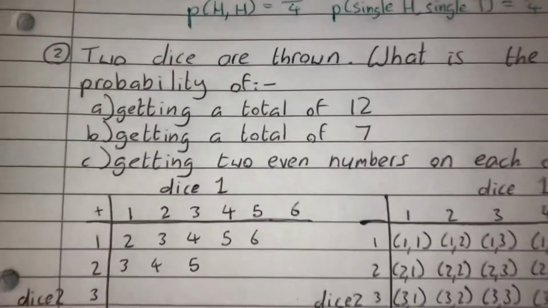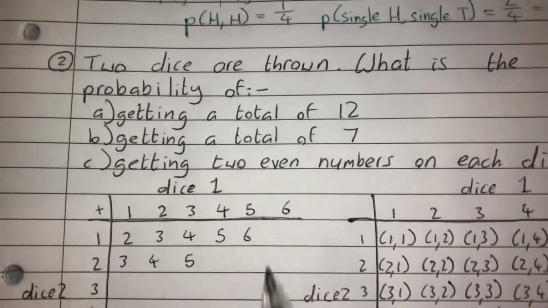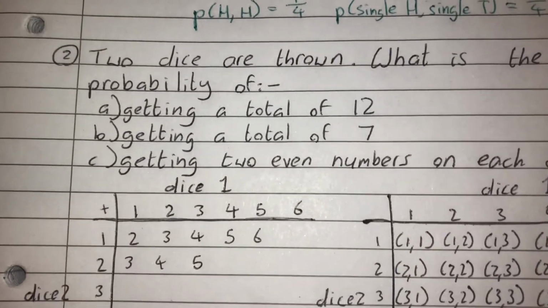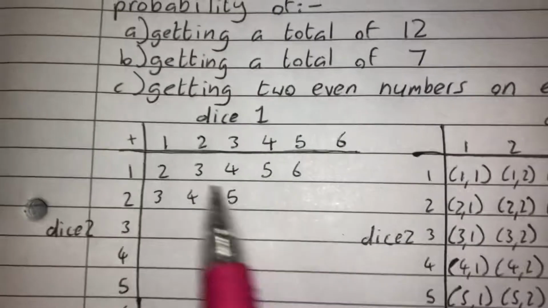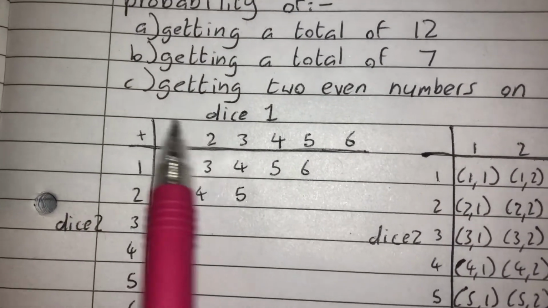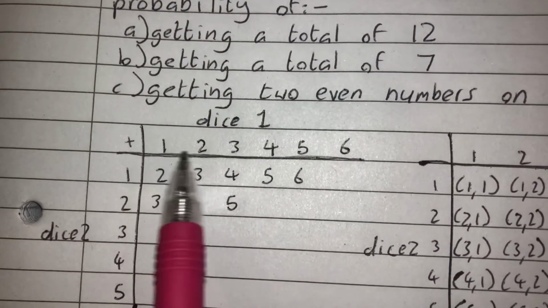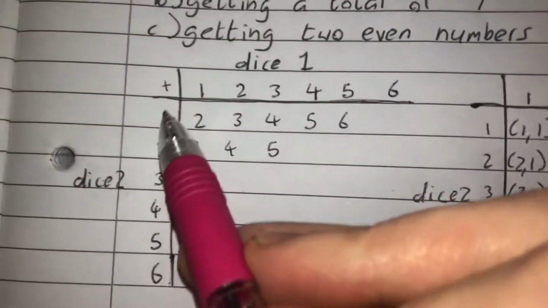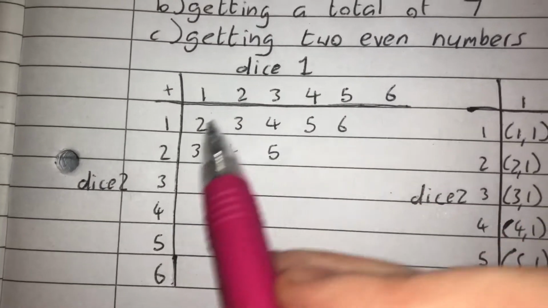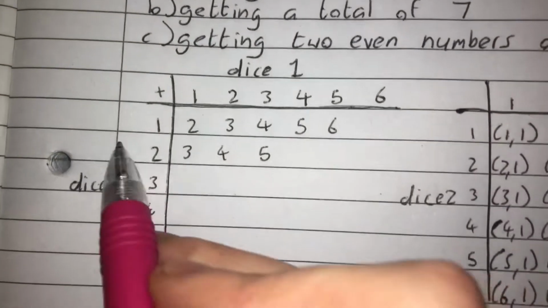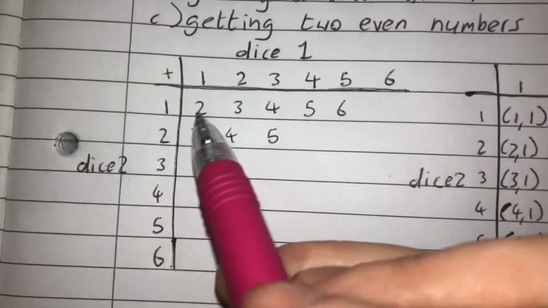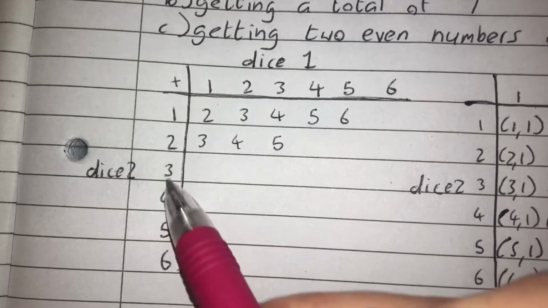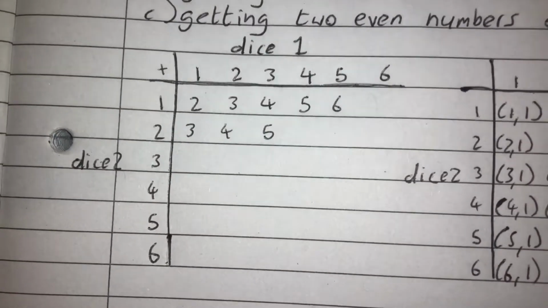A sample space diagram is an ideal way to set all the possible outcomes out. So how do we do that? Dice 1 and its outcomes along the top: 1, 2, 3, 4, 5, 6. That's all the different outcomes on this dice. Dice 2 down the side. It wouldn't matter if you did dice 1, dice 2, by the way. You'll still end up with the same number of outcomes. 1, 2, 3, 4, 5, 6 down the side for dice 2.